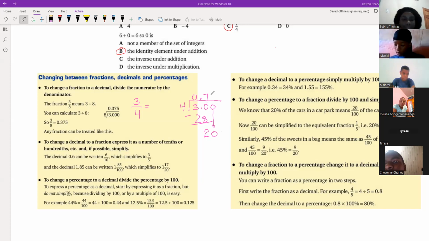4 into 20 is 5. Right. 5 by 4 is going to give me 20. Then I subtract. 20 subtract 20 is 0. Now I could stop. So you see, 3/4 in decimal is 0.75. See that? You try one for me now. Try 3/5.